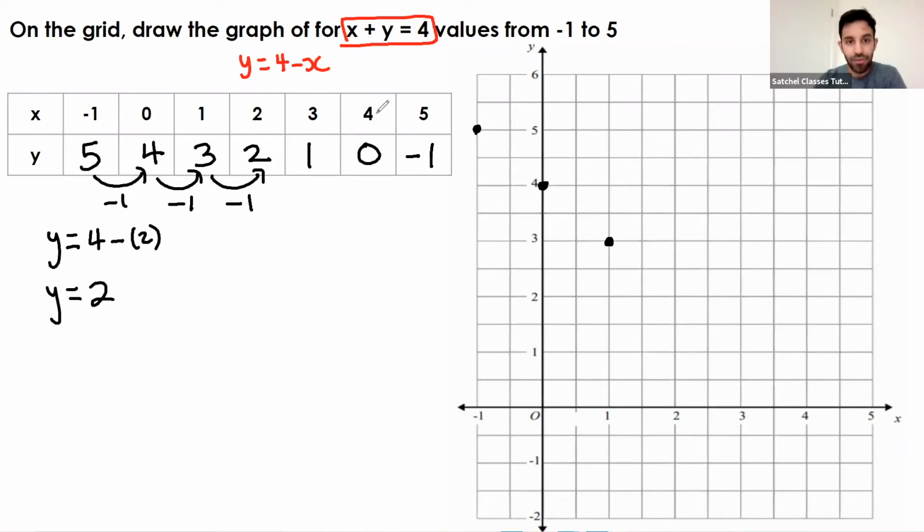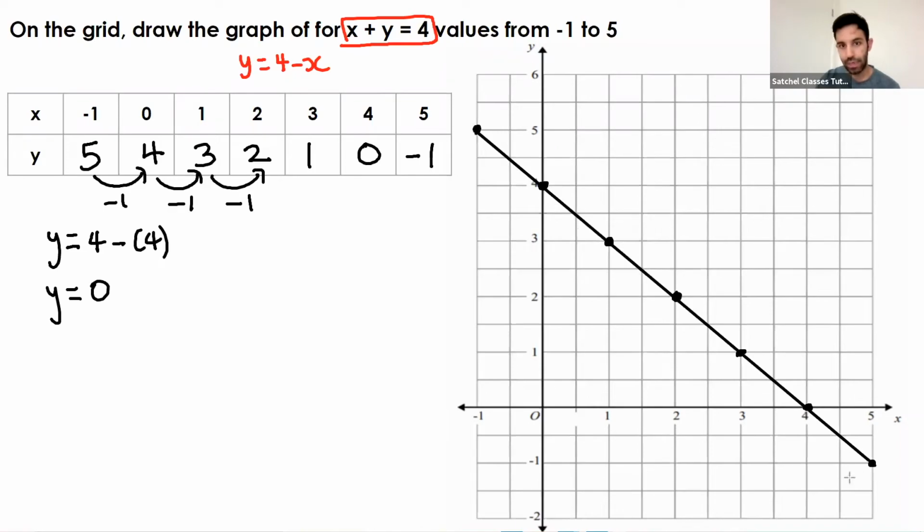And I'm just going to test this out for 4 as well. So when x is 4, 4 minus 4, well, that gives us a y value of 0. So this is correct, and I'm just going to plot the remaining coordinates. So I have 2, 2. And then I have 3, 1. So 3 along, 1 up. And then 4, 0. So when x is 4, y is 0. And 5, minus 1. And then what I need to do is just join these points up using a ruler.